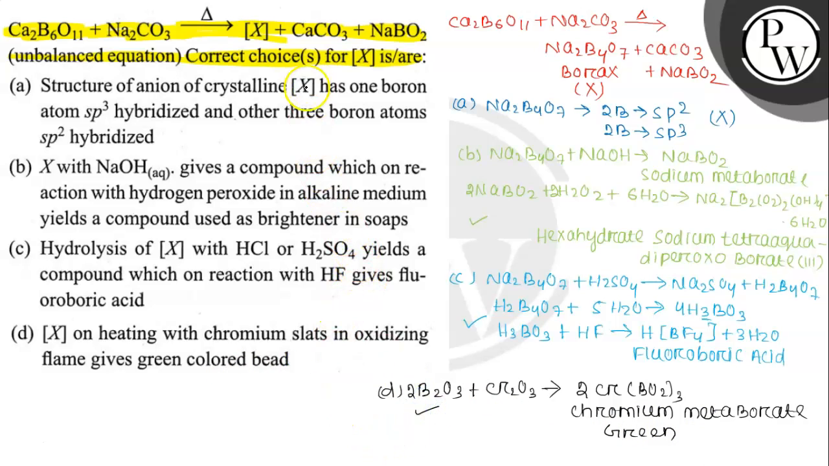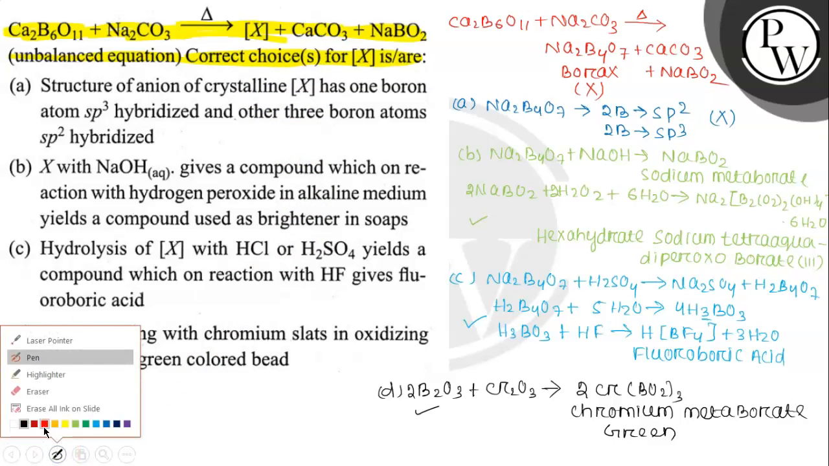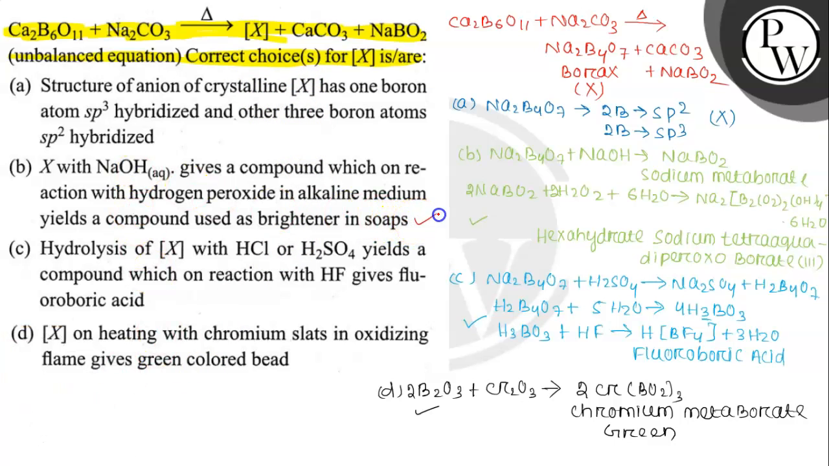So according to the question, you have to find out the correct choice. That means except A, all three are correct. Options B, C, D are correct for X. So then we highlight the correct options.